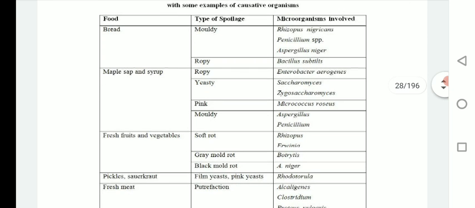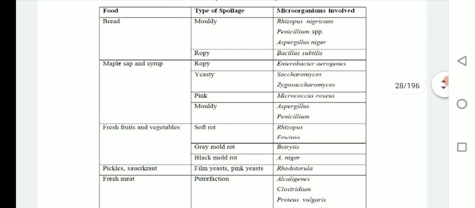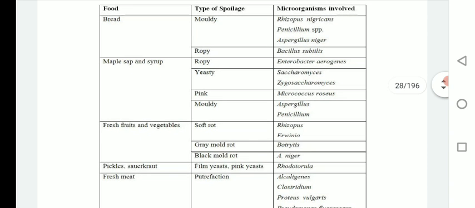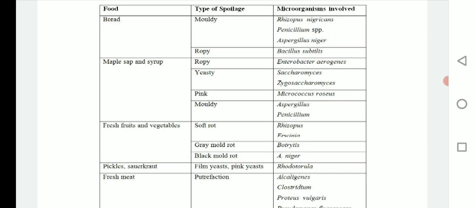Okay. Then maple sap and syrup. So you can see ropey, yeasty, pink, moldy. All these are features from which you can judge whether this maple sap and syrup is spoiled or not. So these are signs of spoilage, or types of spoilage.